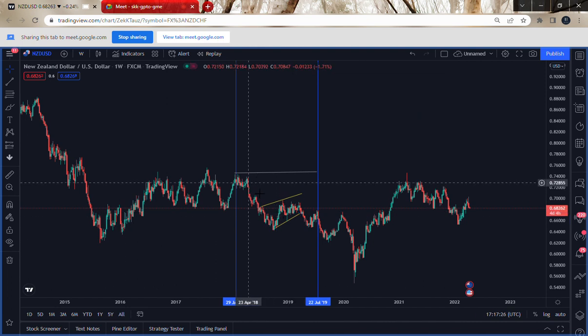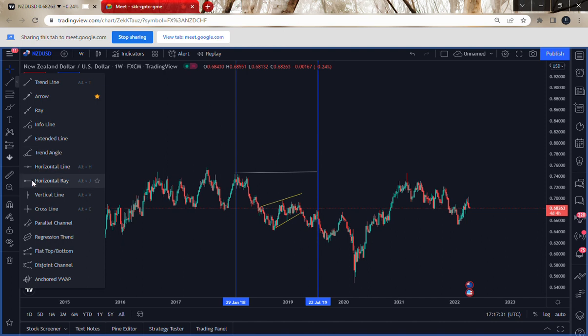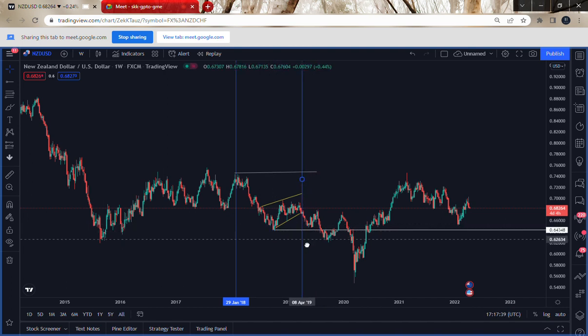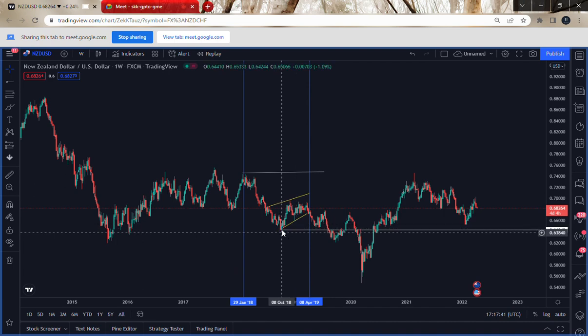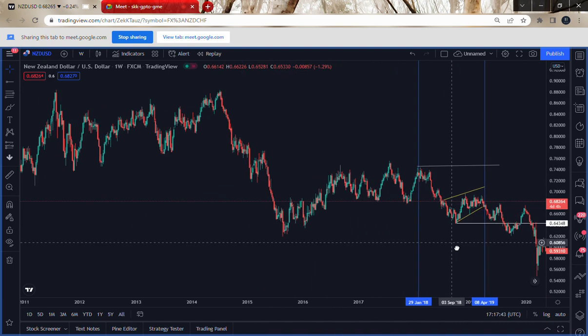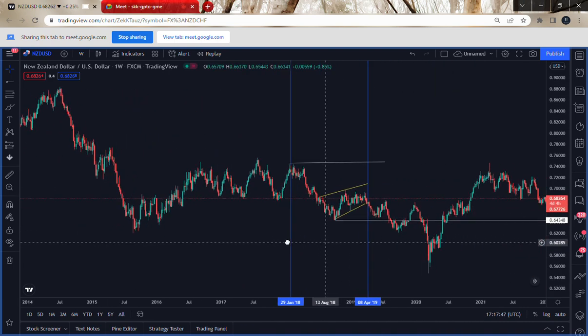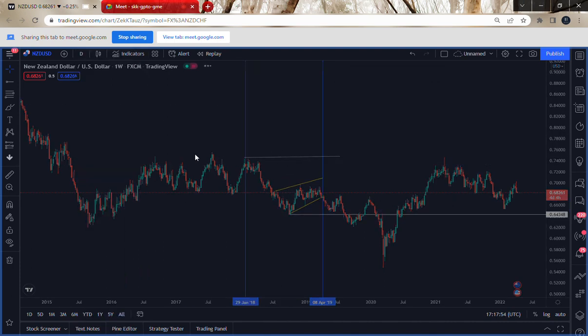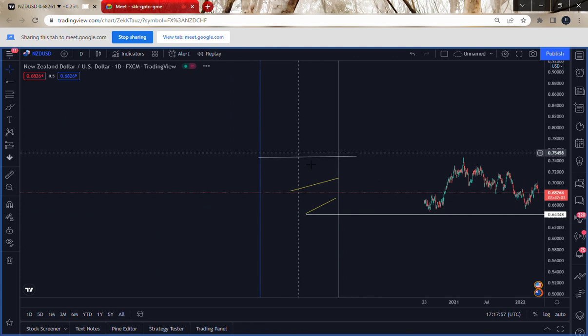So now what we see here, we have the impulse, we have the correction. Remember what I said: the market will always come back to where the correction started 90% of the time. So this very same structure, I'm going to now go to the daily time frame.